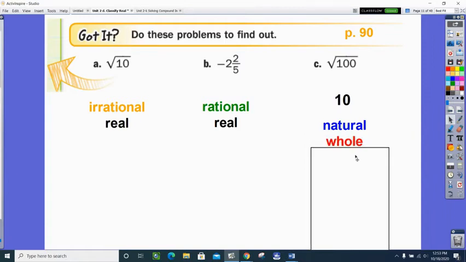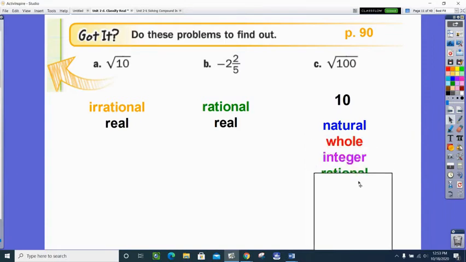It is a whole number. It is an integer. Keep going. It's a rational, and it's a real. So it's a pretty popular number, the square root of 100. It belongs to all these groups. And that is classifying real numbers. We did this in 7th grade, but we stopped at the rational. We didn't have these two words, irrational and real.